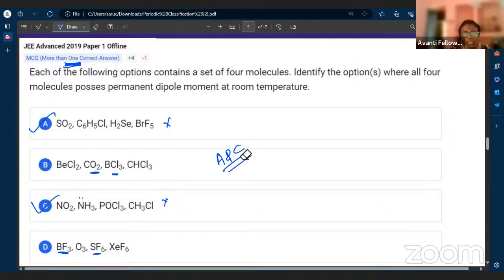Rather than sitting and drawing and finding out the dipole moment, this is a quick method. In this, you can eliminate options. So whenever there is an MCQ of this type, you can think about whether there is any symmetry. Okay, got it, everyone? Yes, ma'am.